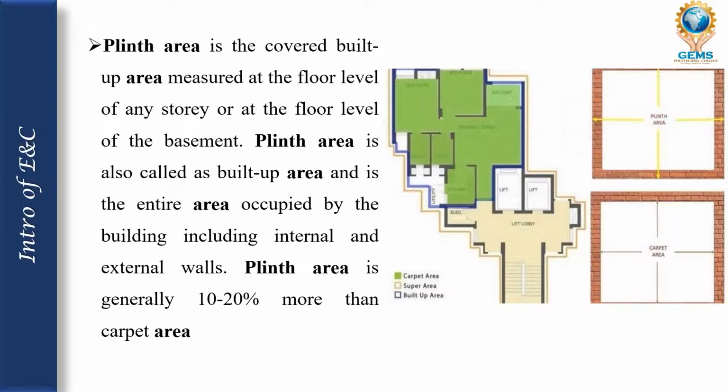In this image you can see the green outline. Green shows the carpet area, only the internal area. Then built-up area, which is the plinth area, is shown by the blue outline. That means the internal area plus the wall area. So plinth area is generally 10 to 20% more than the carpet area. Plinth area is also called built-up area.